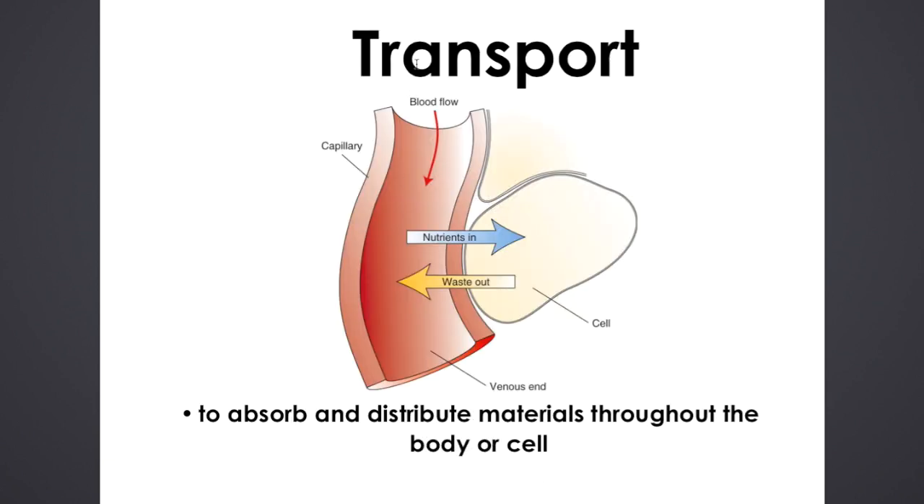The next chemical process is transport. Transport means to absorb and distribute materials throughout the body or cell. So, transport means to move. It's the moving around of different materials in your body. Here we have nutrients in, waste out. That movement is called transport.